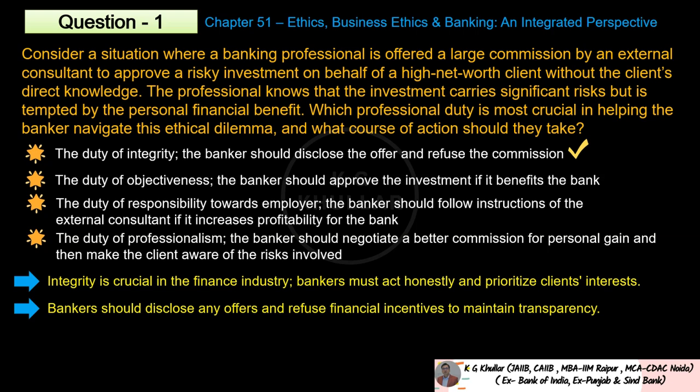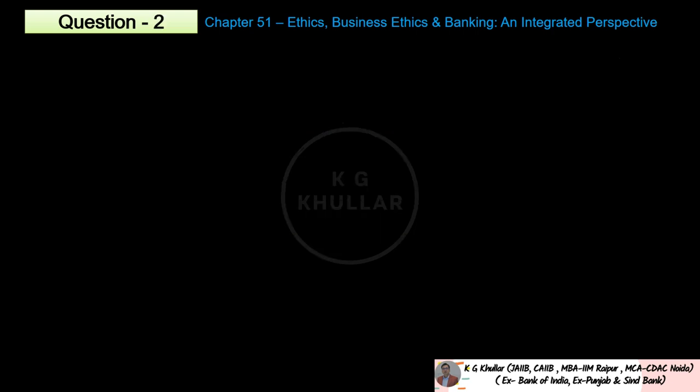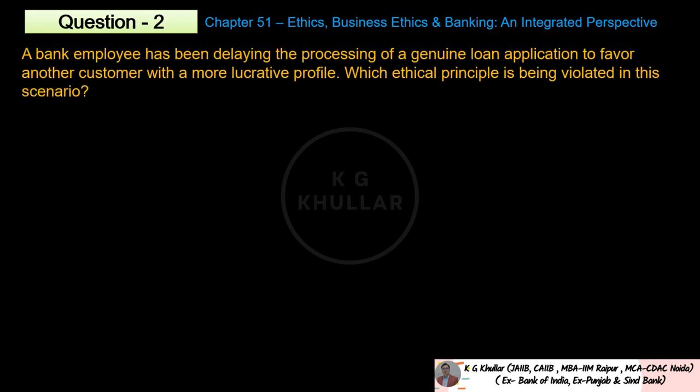The next question is from chapter 51, that is ethics, business ethics and banking. And the question goes like this. A bank employee has been delaying the process of a genuine loan application to favor another customer with a more lucrative profile. Which ethical principle is being violated in this scenario? And these options are given to you. First option is reliability. Then second option B is neutrality. Then third option C is transparency. And last option D is integrity.